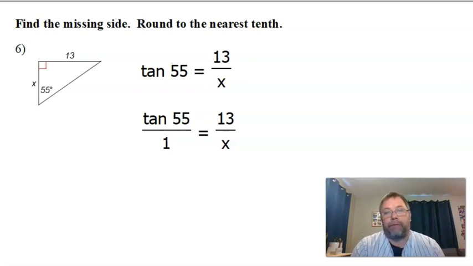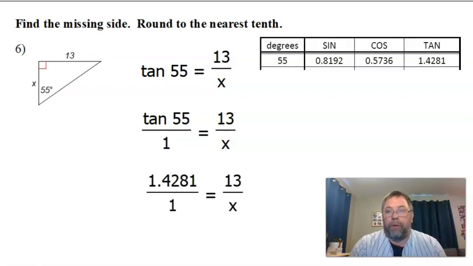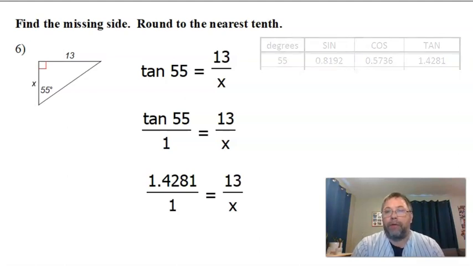Now you're going to have to go to your cheat sheet, find tangent of 55, change it to a decimal. I'm going to look it up this time just on my regular piece of paper and type it in. You're not going to see me actually switch over this time. So I went over to my cheat sheet. I looked up tangent of 55. I get 1.4281. Now all we need to do is solve this proportion.